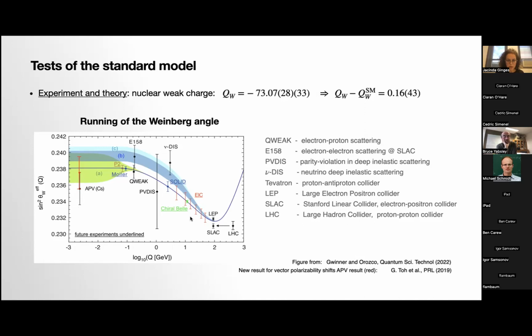Those experiments that are for the future are underlined here, and in red are the error bars of the projected future uncertainties for these experiments. I've also illustrated in red here the shifted result for atomic parity violation due to a new determination of this vector polarizability. The result shifted up from an ever so slight deviation from the standard model to being pretty much just on the central line.